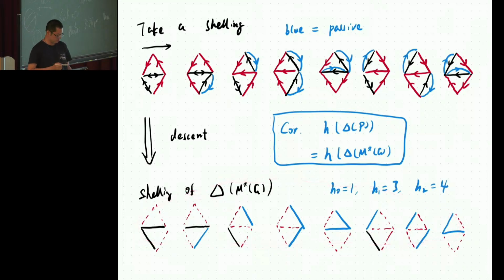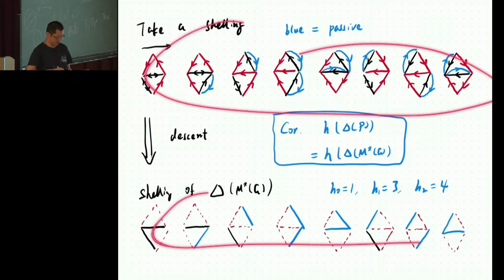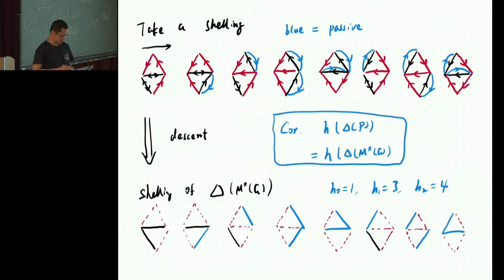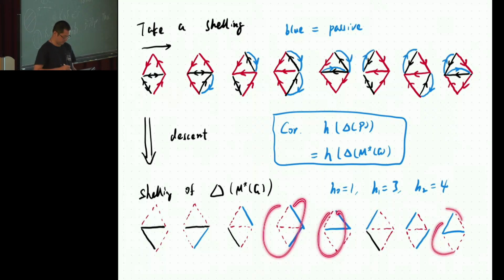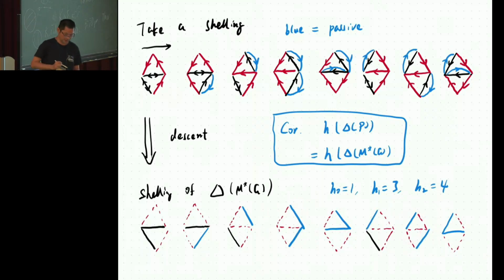So then you need to believe that all the passive elements here will be sent to the passive elements here, so sort of a canonical projection. The corollary is they share the same H vector. Okay, then in this example, H0 is 1 because this one has no passive elements. Then you can find 3 having exactly 1 passive element, and there are 4 of them having exactly 2 passive elements.